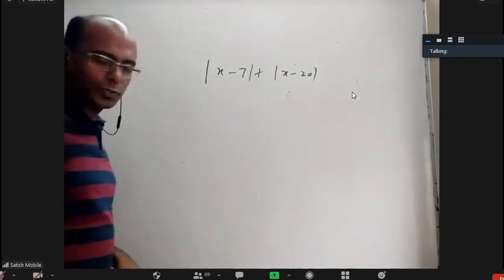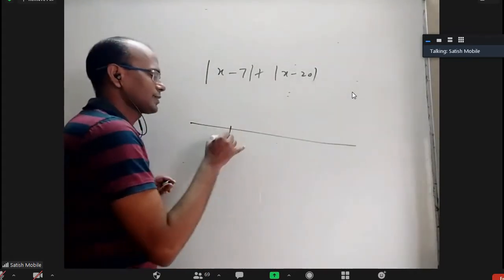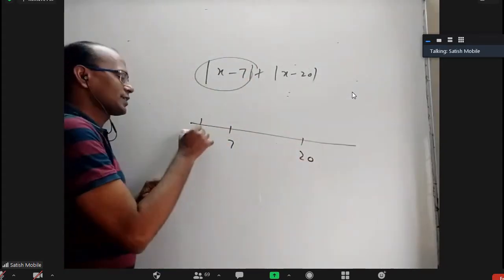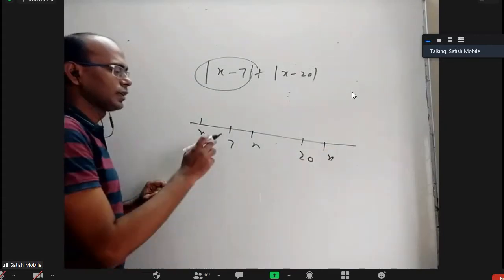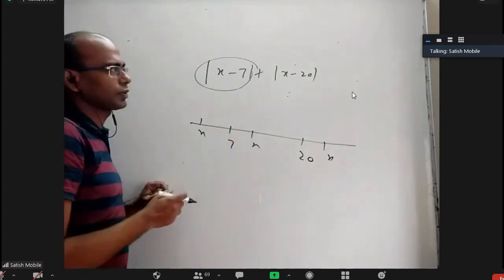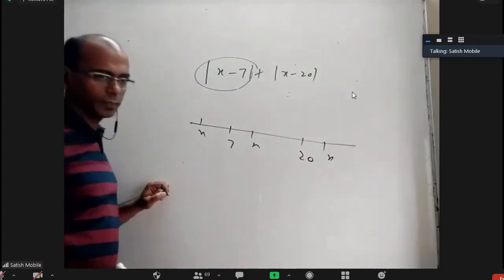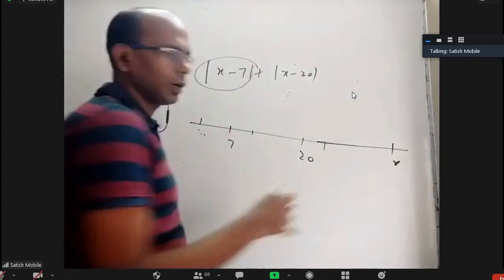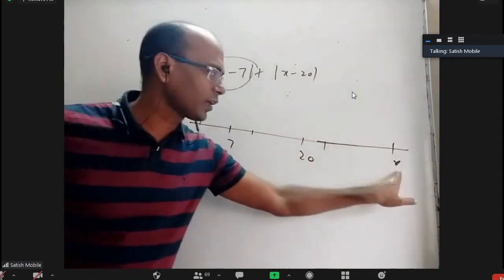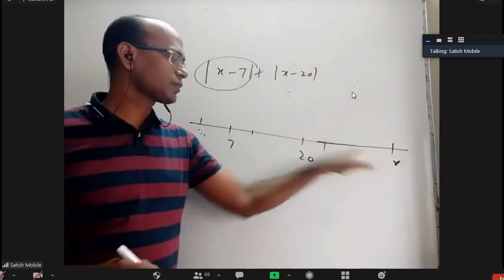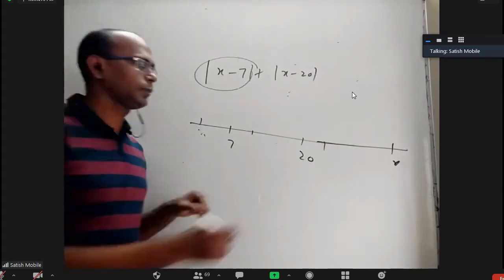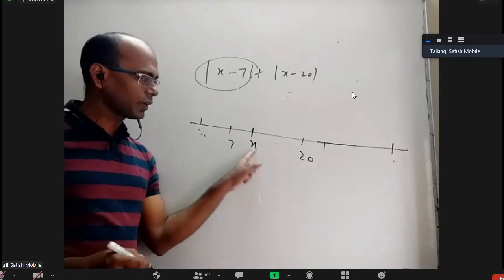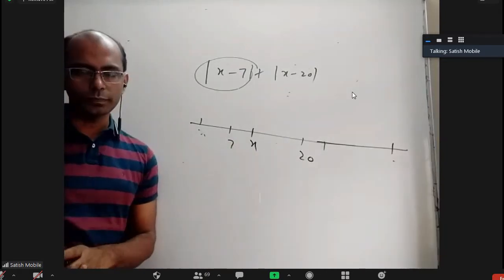Okay. So you take number line 7 and 20. What does this represent? You can take x here, x here, x here, doesn't matter. Distance between 7 and x is this distance. This is distance between x and 20, right? If I take x very far, obviously my value will be very high. I have to find distance from here to here plus distance from here to here. It will be very high value. But if I take x here, find distance from here to here, find distance from here to here, add them, how much will come?